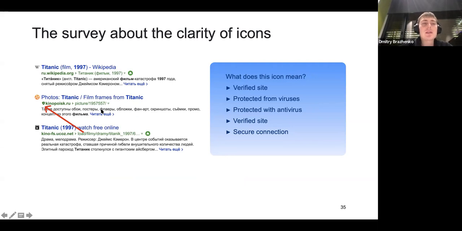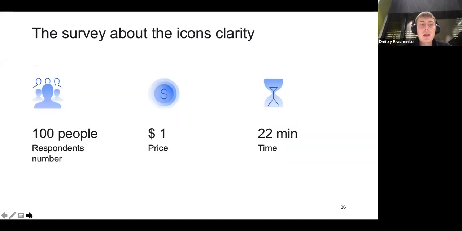For example, here's just one insight from a few years ago, when Yandex wanted to mark websites that use SSL HTTPS. So they tried to mark them with such an icon, but nobody understood what this icon meant. So maybe this icon is not the best option for it. So it's quite a simple experiment. It cost me about $1, and 100 people participated in it.